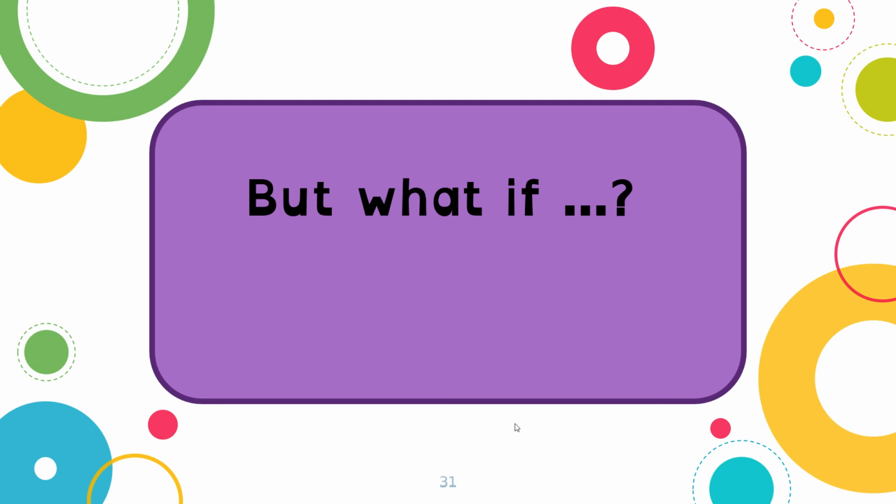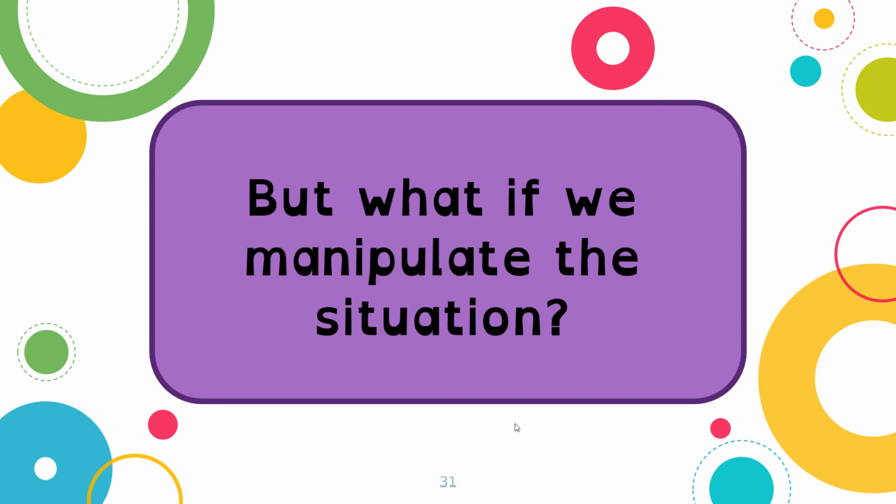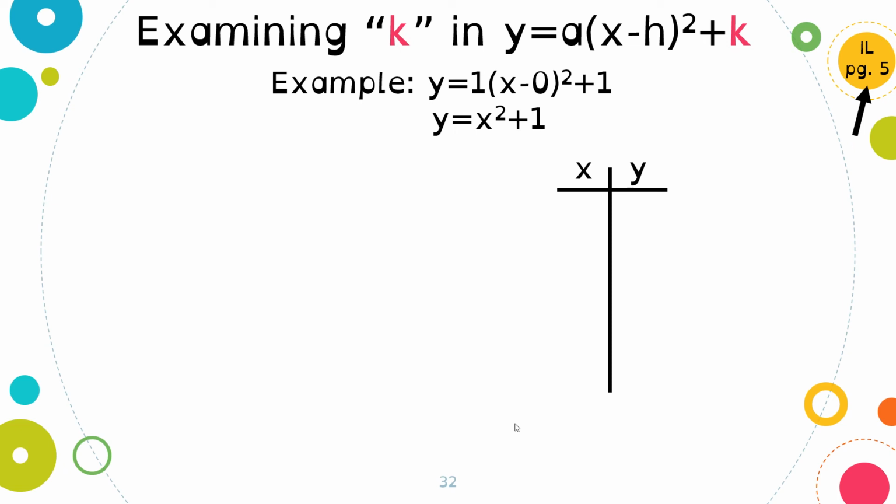With math, one of the basic principles is looking at something and then asking, but what if we do this? What if we do that? That's how many things get developed in mathematics: somebody thinks about something and figures something out, and then they or other people ask, but what if we do this? What if we do that? And so we are going to ask, what if we manipulate the situation and change something? What happens?